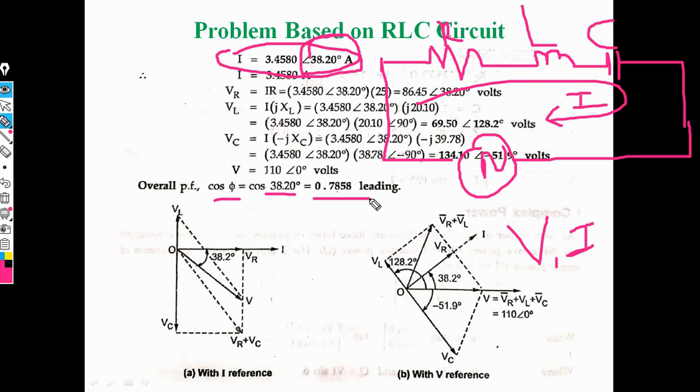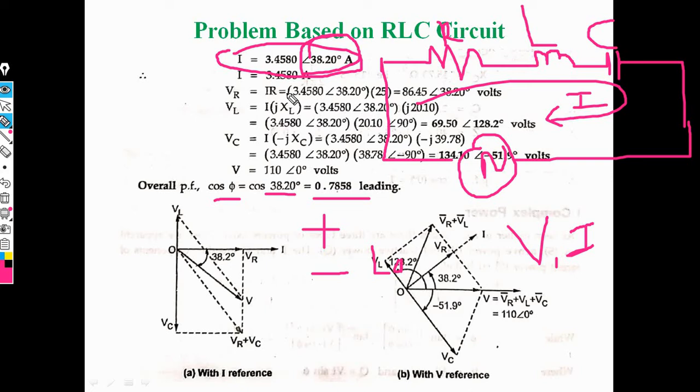0.7858. Now in overall power factor, if we get positive value, that is leading. If we get negative value, then lagging. Now in this problem we have to obtain power factor. Power factor value is positive, so we are taking leading power factor. Okay, now all parameters are found in the RLC circuit.